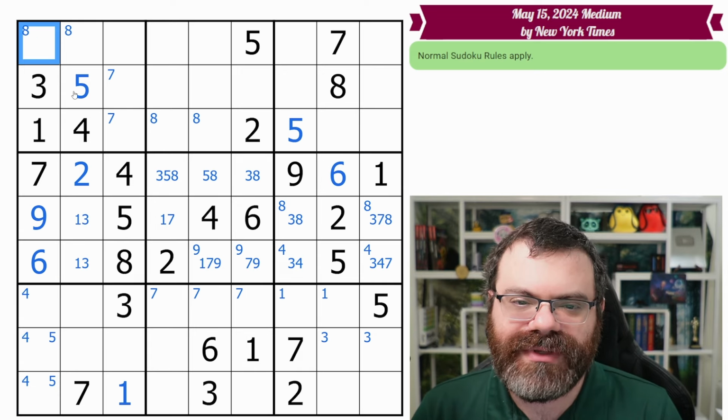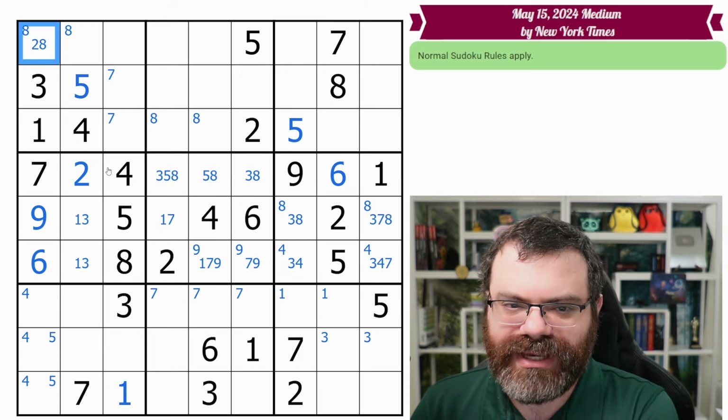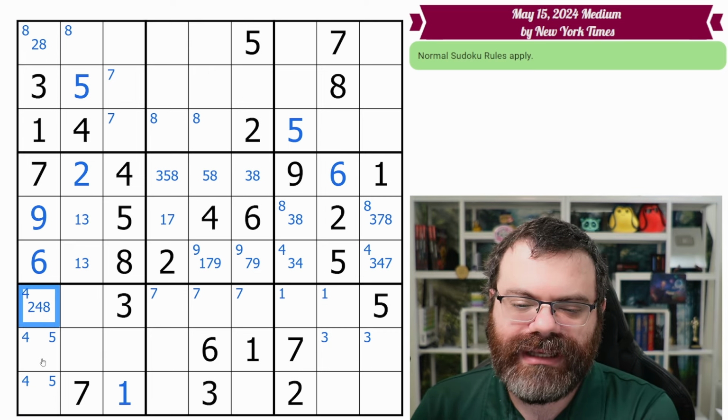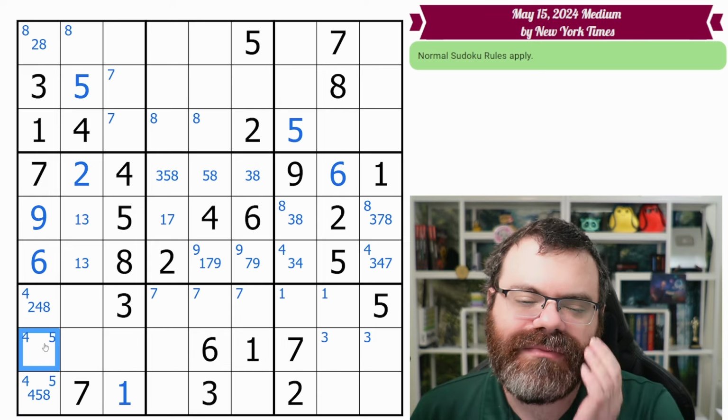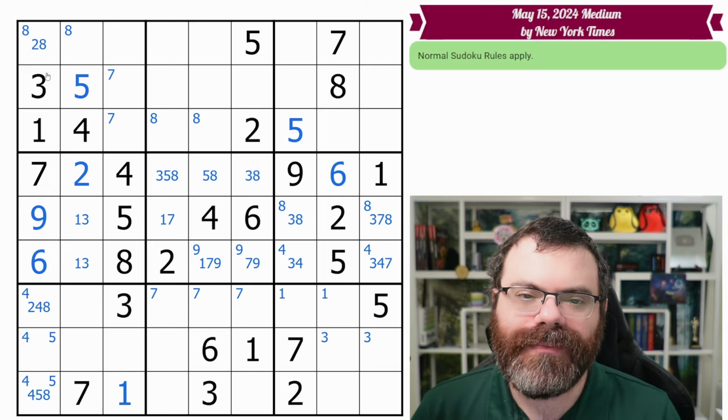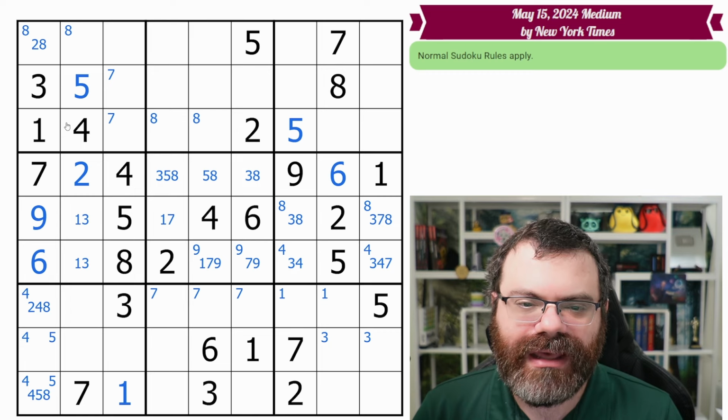We saw this couldn't be 4 or 5, so this is actually down to 2, 8. We can mark that. We know this is down to 2, 4, 8. This one can't be 2, so this is 4, 5, 8. And this can be any of 2, 4, 5, 8, so we're not going to mark it. So it's important to remember what you were doing when you get back to it.